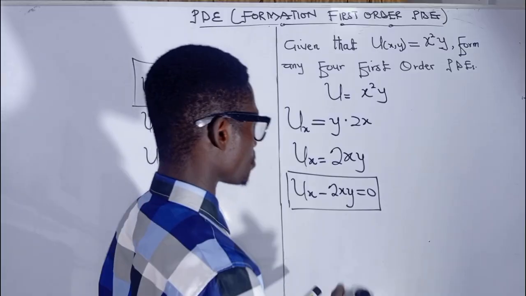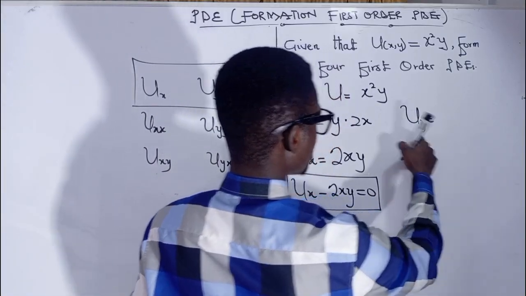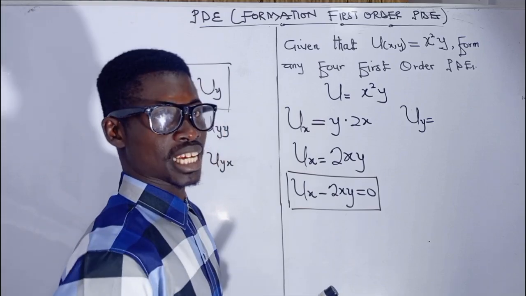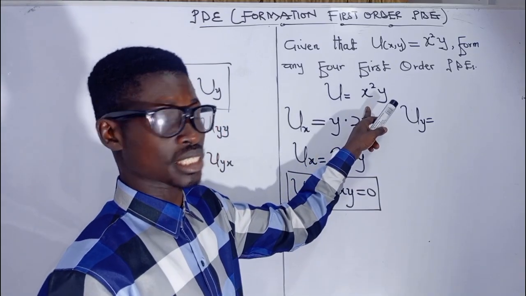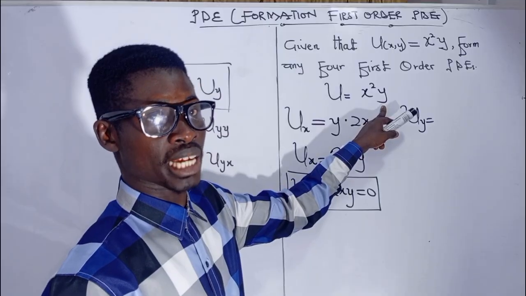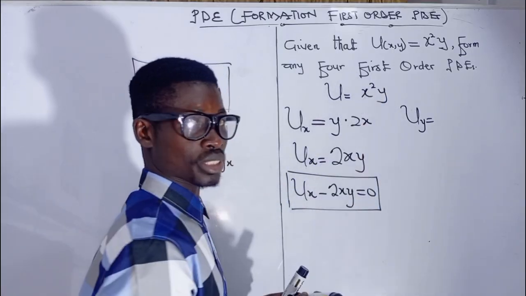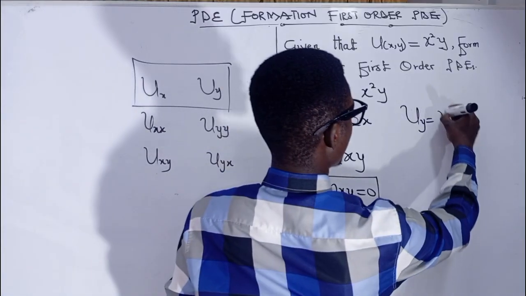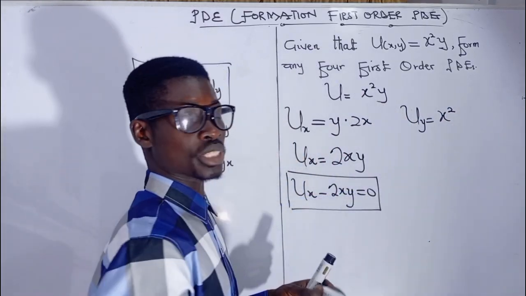Now let's move on to taking the first partial derivative of the function u with respect to y. It means we are going to keep all other variables in this function as constants, then we differentiate y with respect to y. The other variable in this function is x squared, so we have x squared, then we differentiate y with respect to y. That is going to give us 1.